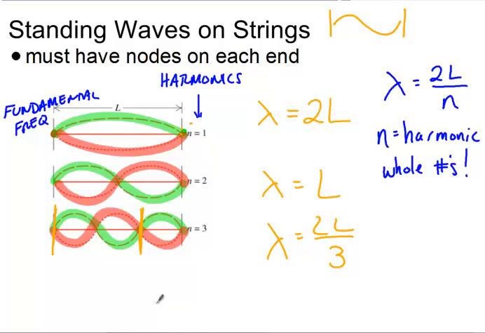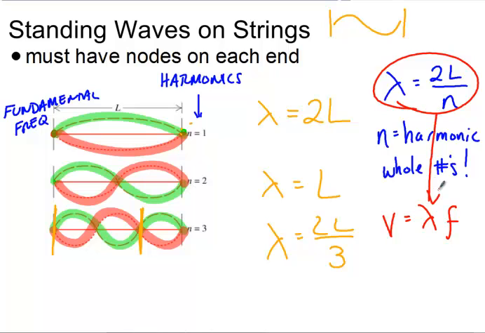To get the frequency, we would plug that into our wave speed equation. So V equals lambda times F. And we would substitute this in for wavelength and then solve for frequency from that. Okay, so you can solve for the frequency using that, but it's easier to visualize, I feel, using the wavelength.